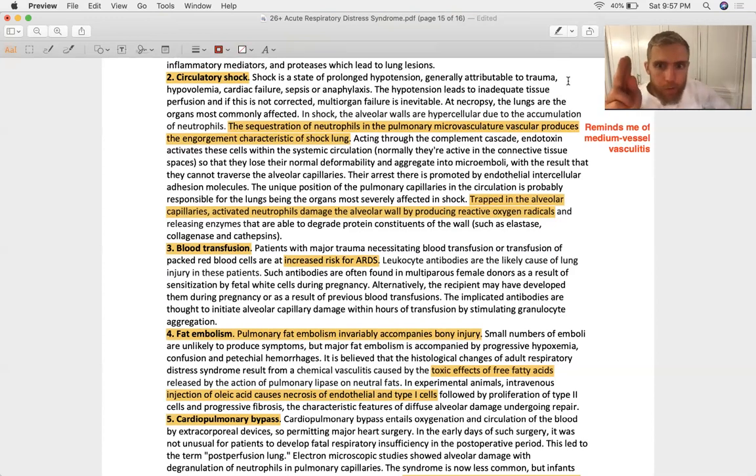So neutrophils stick onto the walls of capillaries. That's what it means when it says they aggregate into microemboli, but they cannot traverse the alveolar capillaries because your endothelium needs to express a specific cell adhesion molecule. I can't remember which one it is. I think it might be PECAM, but there's one that is specifically expressed on endothelium that lets neutrophils extravasate into tissue. So neutrophils can stick onto the wall all they want, but if they can't move through the endothelium, it doesn't matter if they're there or not.